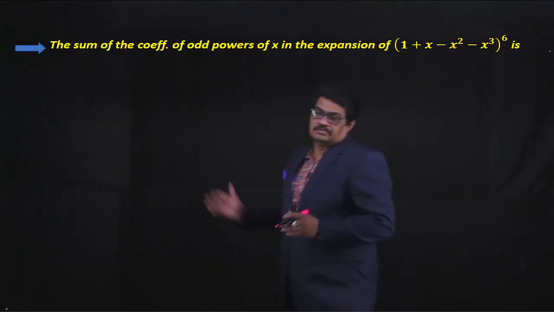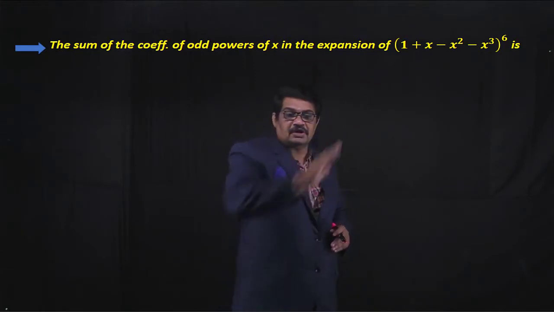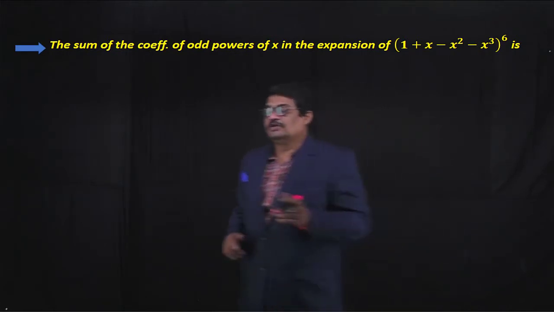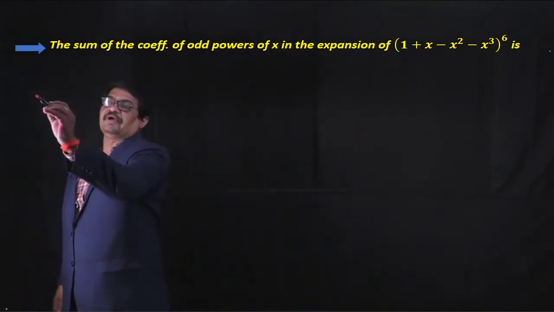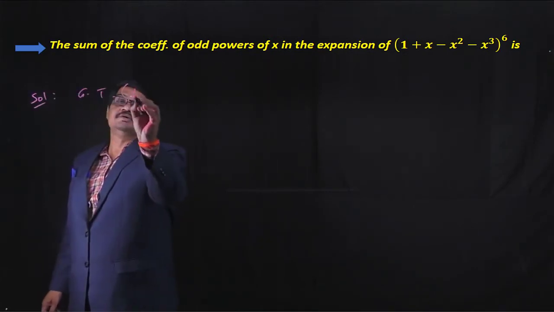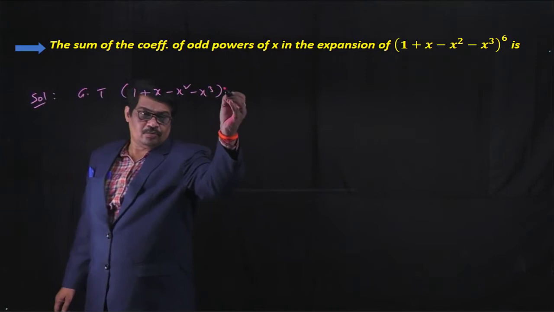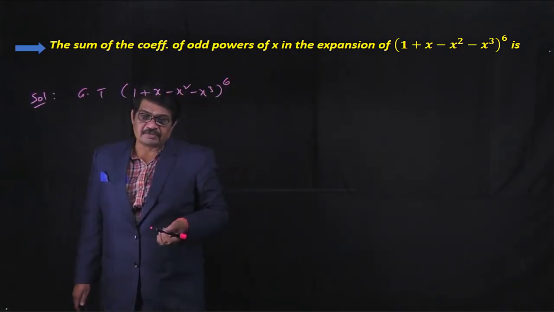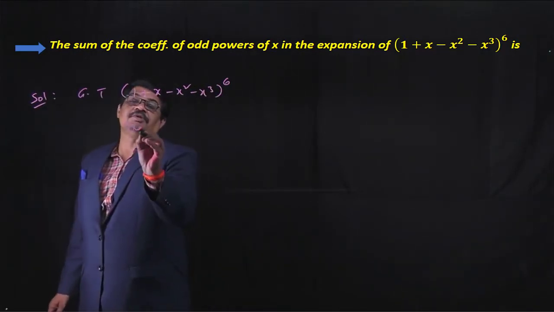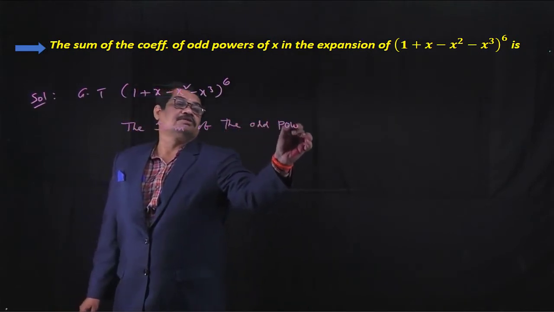See the problem. The sum of the coefficients of odd powers of x in the expansion of (1 plus x minus x square minus x cube) whole power 6. Now I have to find the sum of the coefficients of odd powers of x. See the solution. So what is the formula here? The given expression is (1 plus x minus x square minus x cube) whole to the power of 6. In that expansion, we have to find the sum of the coefficients of odd powers of x.